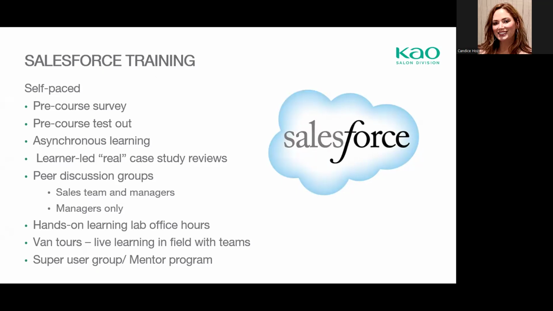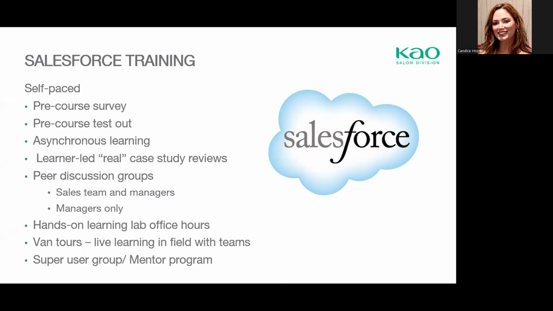We'll have learner-led real case study reviews so that the learners will be able to showcase how they're using Salesforce, how it's helping them in their accounts, how they're leveraging it to really make their goals. We'll also host peer discussion groups. We'll have one for sales team members and managers, and then we'll also have one for managers only so that we can really support them with their needs and help them to work with the sales team and Salesforce.